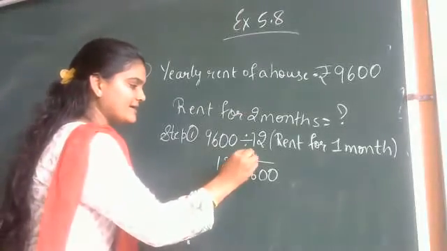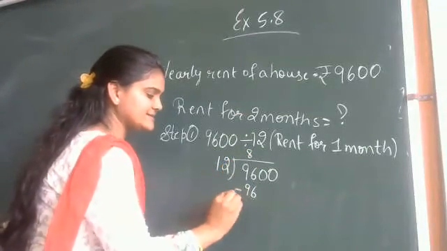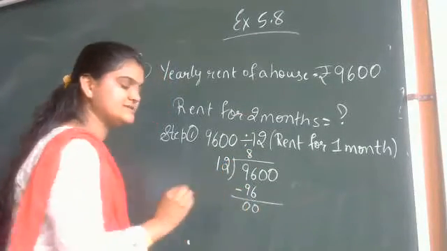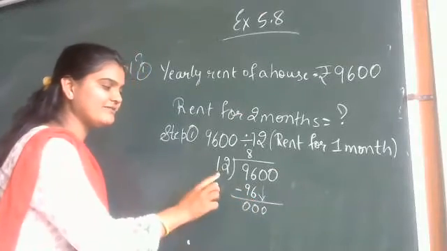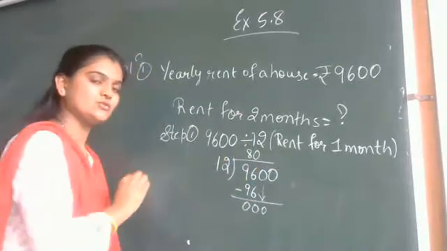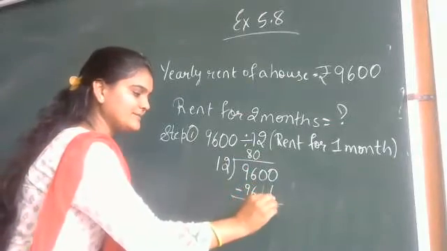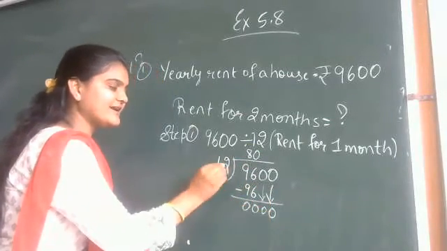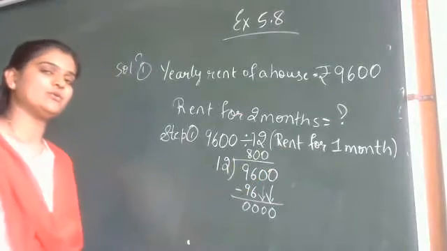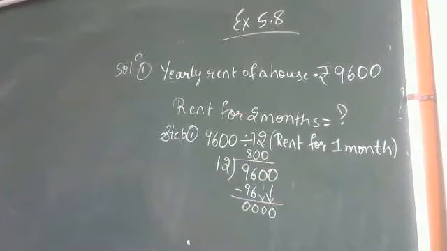12 8s are 96. 0, 0. If you take down this 0, is it possible to divide? No. So one more 0 will come down. It is not possible to divide. 0 divided by 12 is 0. Till here, any doubt?